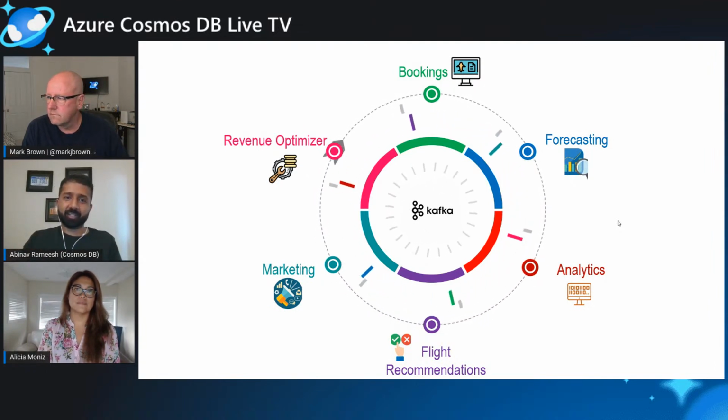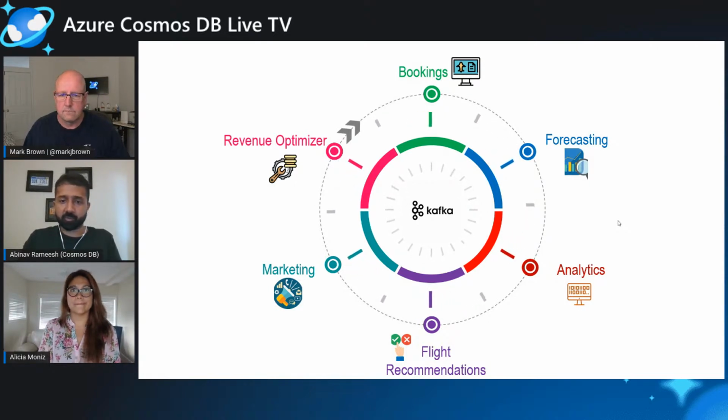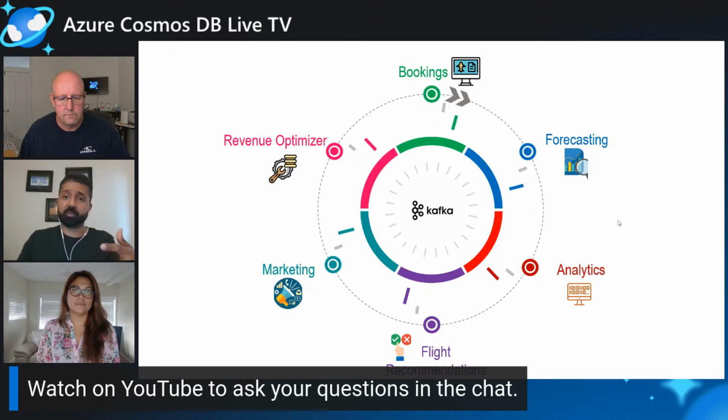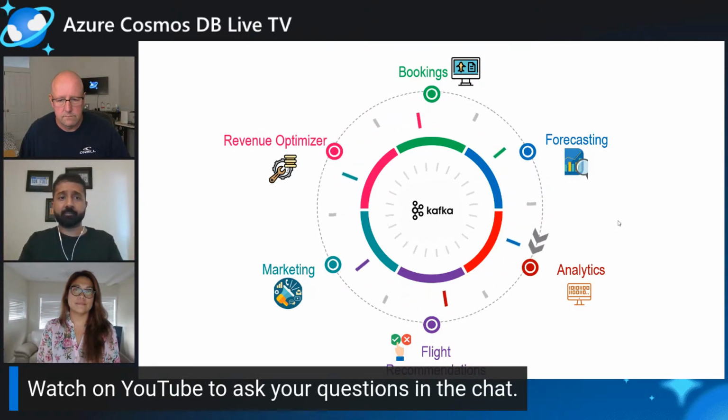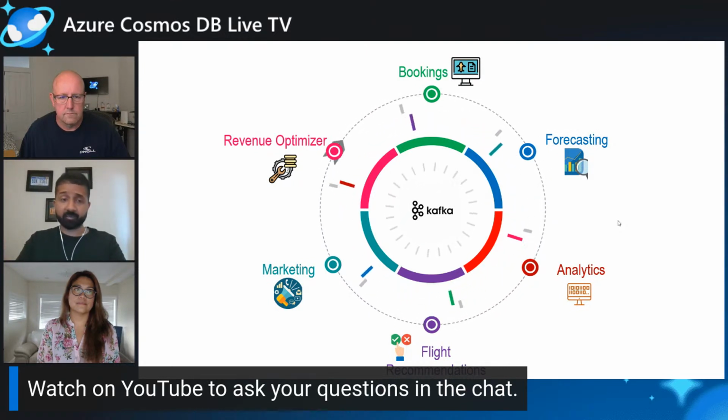But at the same time, they're going to want to talk to one another as well. And equally, they don't know how they will be communicating in the future. So today, forecasting probably needs to pull some data from bookings. Flight recommendations probably needs to pull some data from forecasting and marketing. Revenue optimizer may need to pull data from a bunch of other things as well. Analytics might pull from literally all of these guys and more.